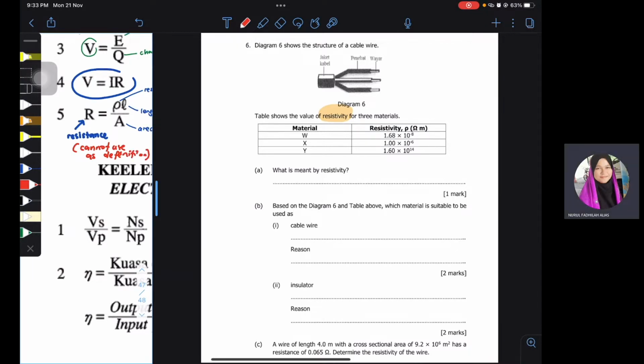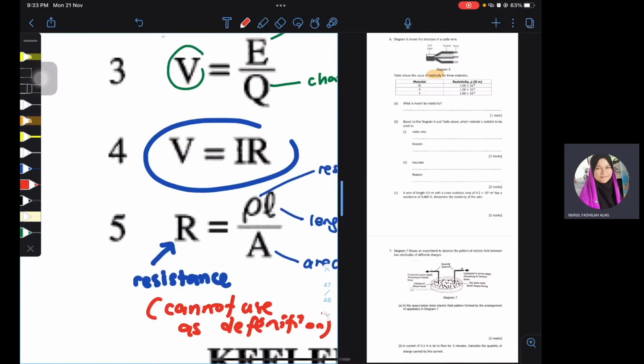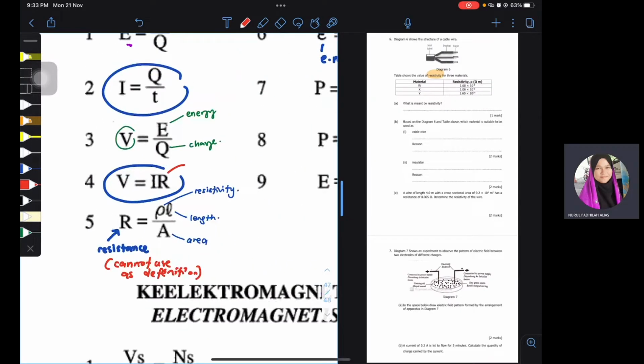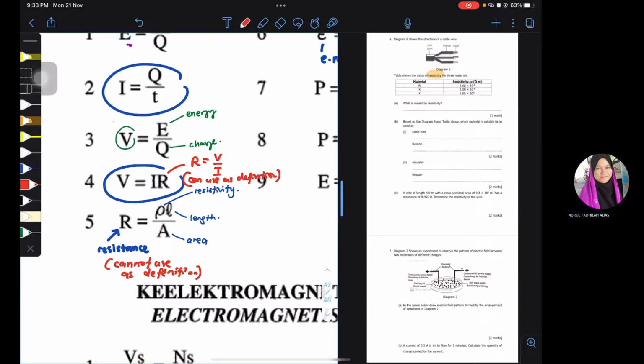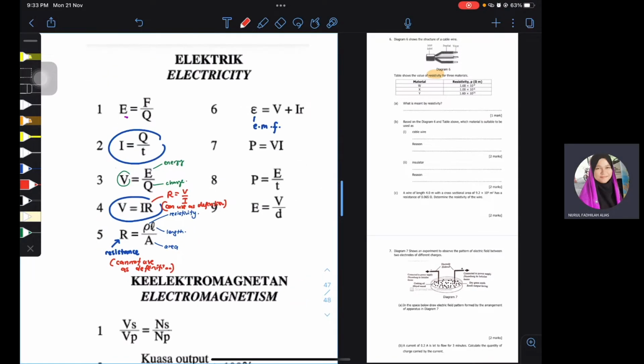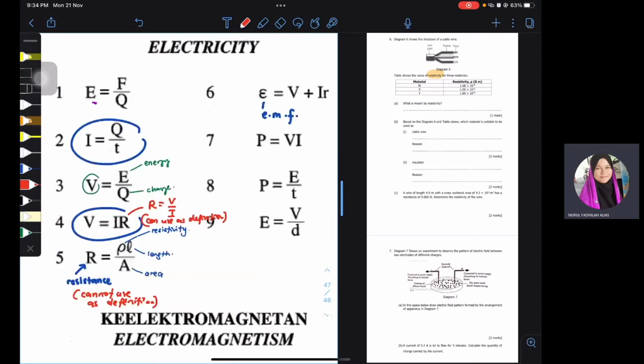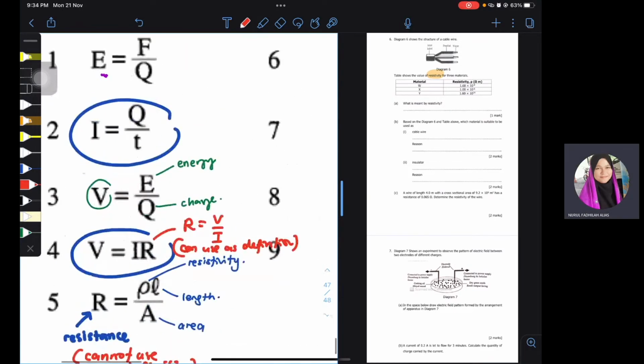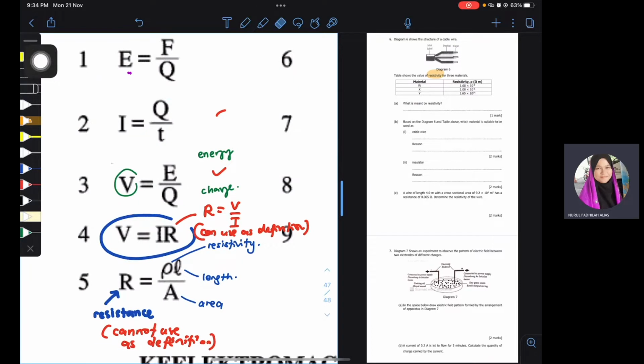Macam soalan ni boleh V equals to IR. Kalau nak R equals to V over I, ini boleh guna, can use as definition. Apa lagi? Kalau formula ni boleh tak guna as definition? Boleh. Ni formula ni boleh guna definition? Boleh lah. So you buatlah symbol and any symbol so that you remember lah.